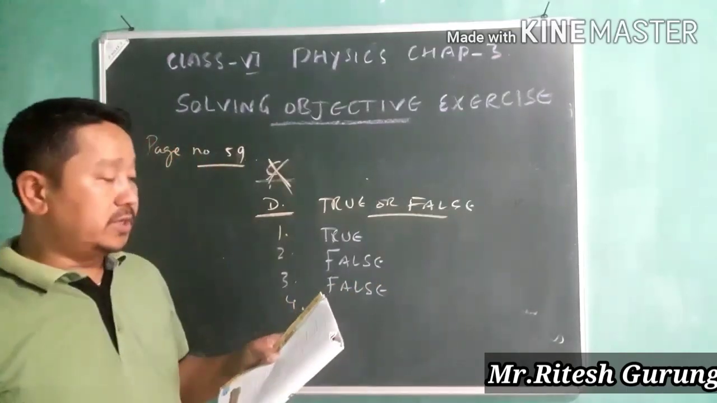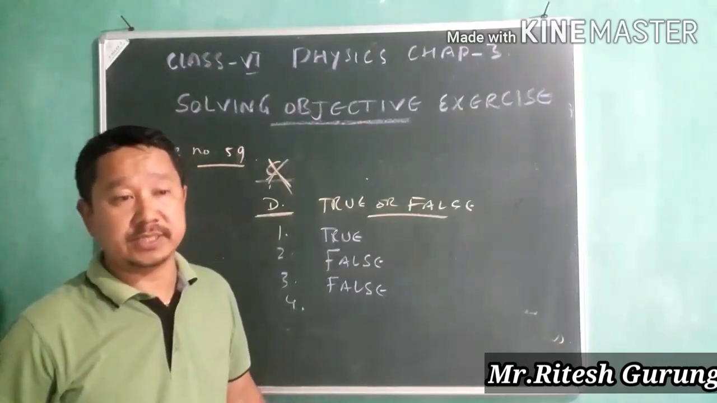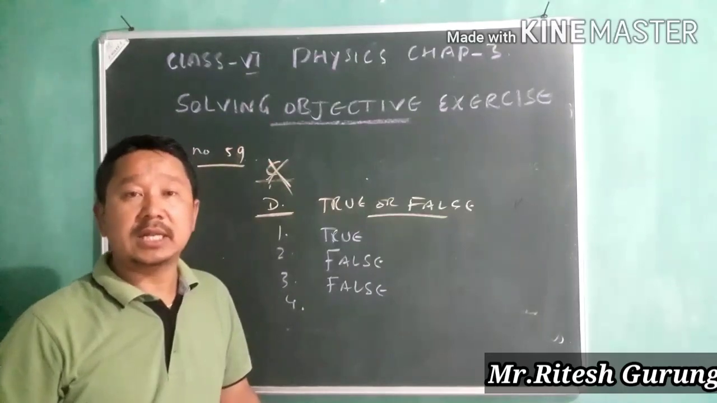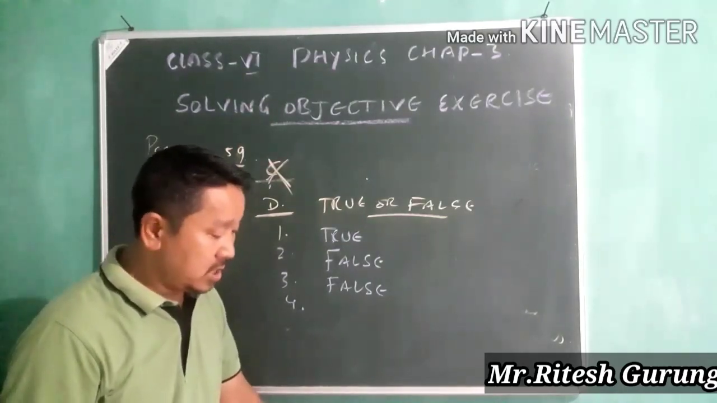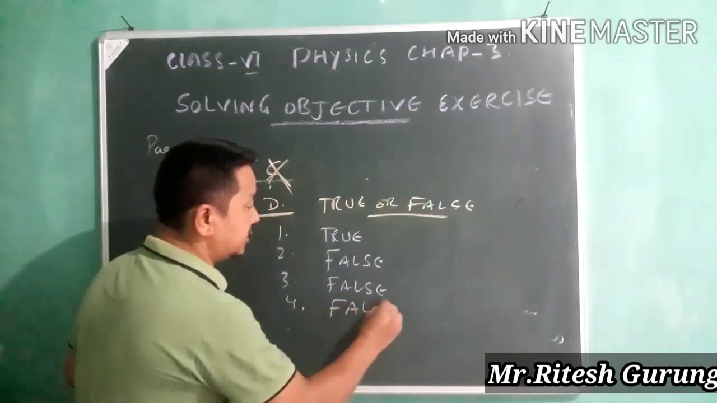Number 4. The friction has no limit. The question is saying friction has no limit. No, there is a limit. We call it limiting friction. So the given statement is wrong. So it is again false.